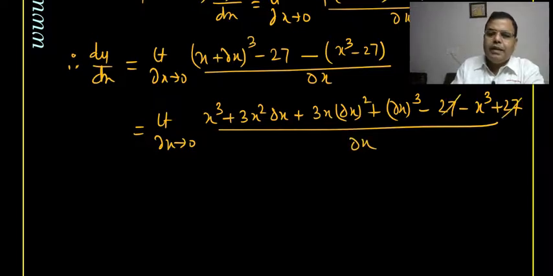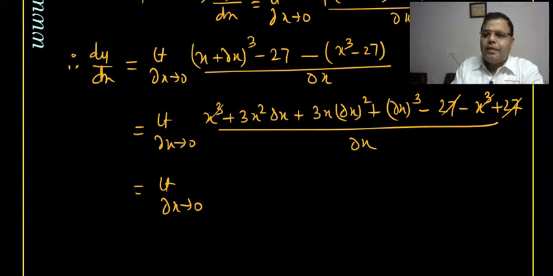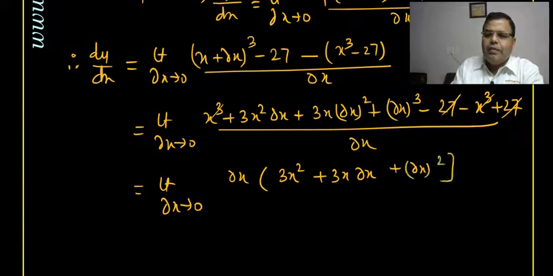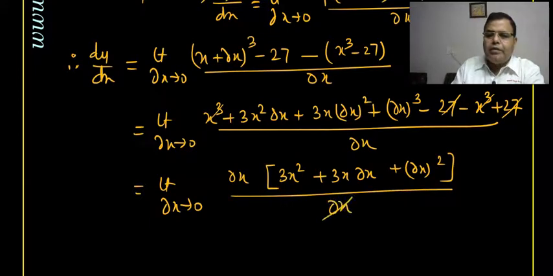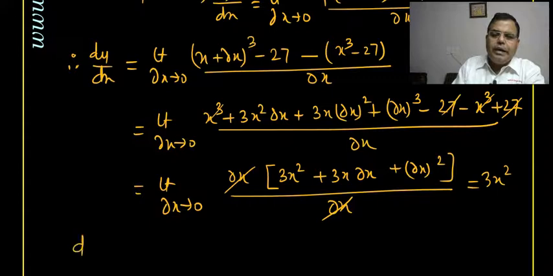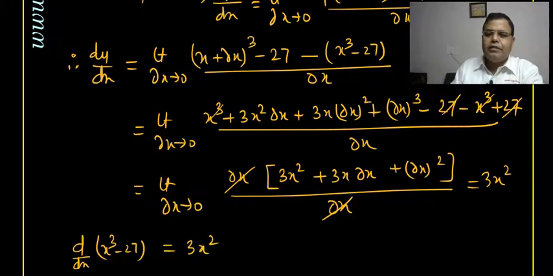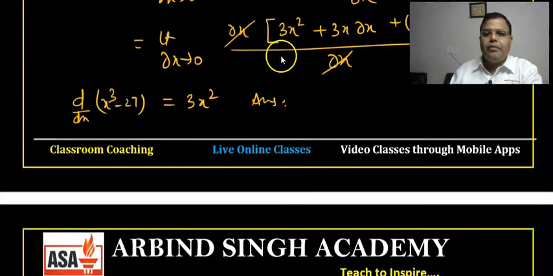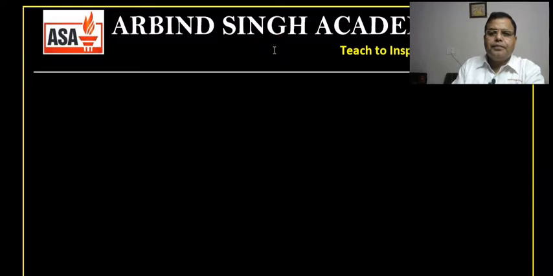This 27 and this 27 cancel out, x cube cancels out, and now because we will divide by delta x, delta x can be taken common. There will be 3x square plus 3x delta x left, and here delta x whole square will be left out, isn't it? And now this will be whole divided by delta x. So delta x cancels. When delta x is equal to 0, then it will be 3x square, because the rest of them will also be 0. So here the derivative dy dx of x cube minus 27 is 3x square, and that is the answer. So this is what we have to do with the first principle. Now the next question is part 2.